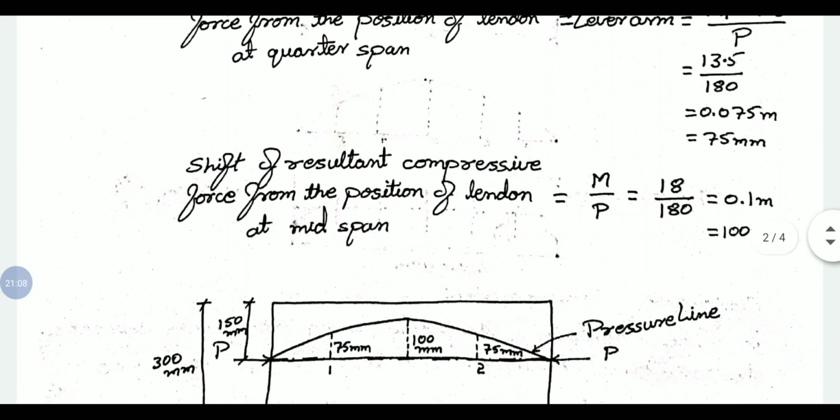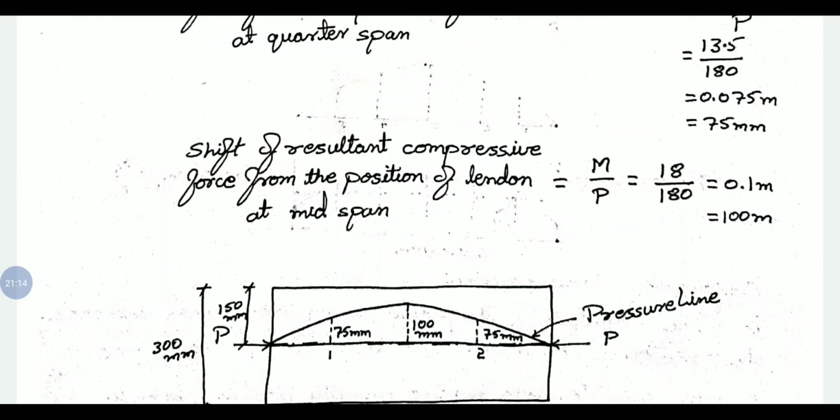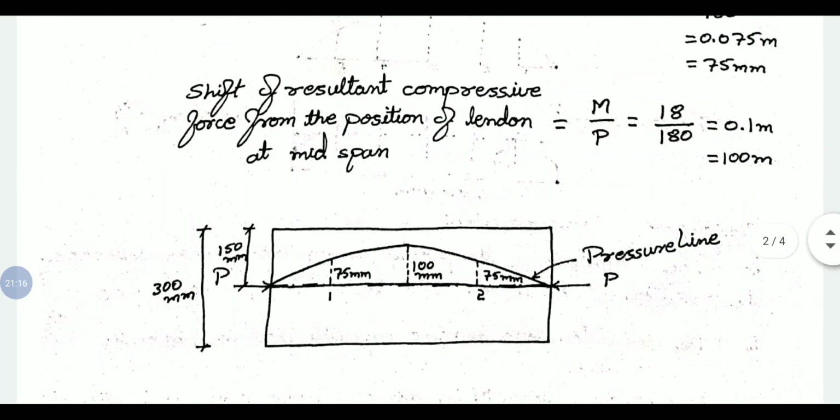Same way at midspan we have M by P. We have calculated 18 kilonewton meter divided by the prestressing force of 180. So this is the section of depth 300 mm, and the centroid is at 150, and it is a concentrically prestressed member. So the prestressing force or tendon is placed along the centroidal axis.